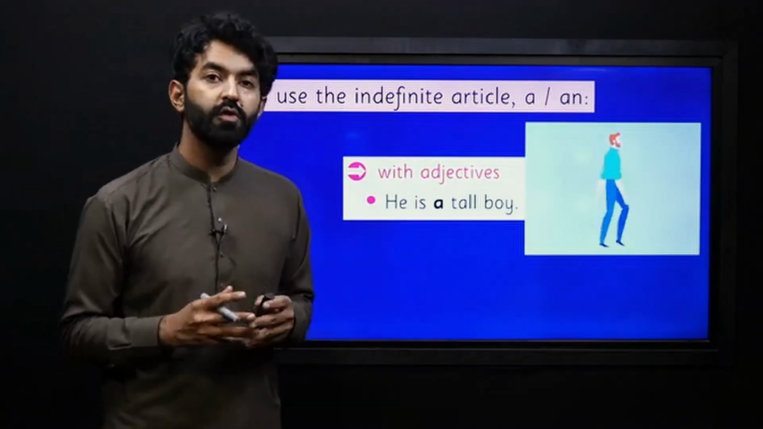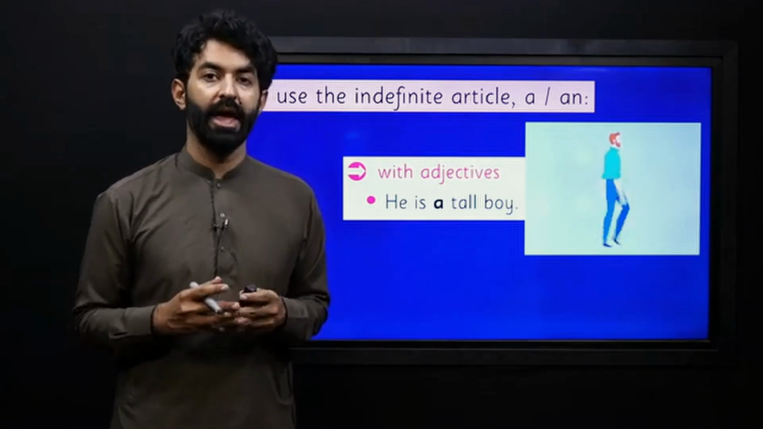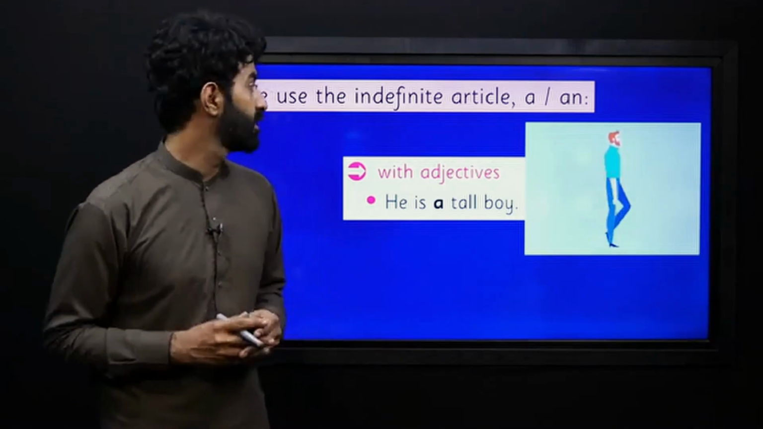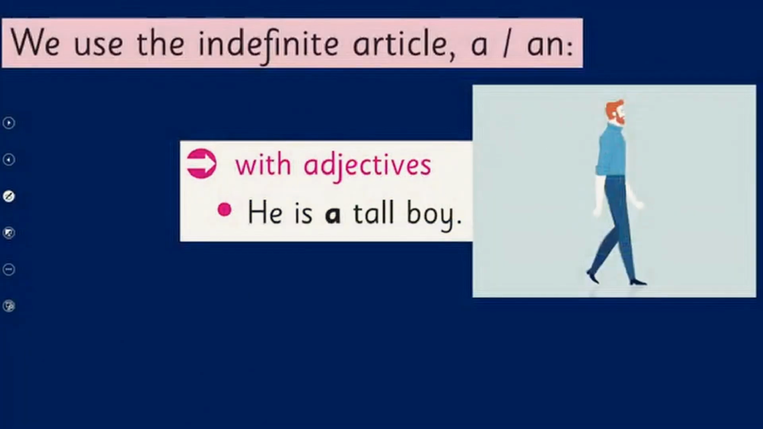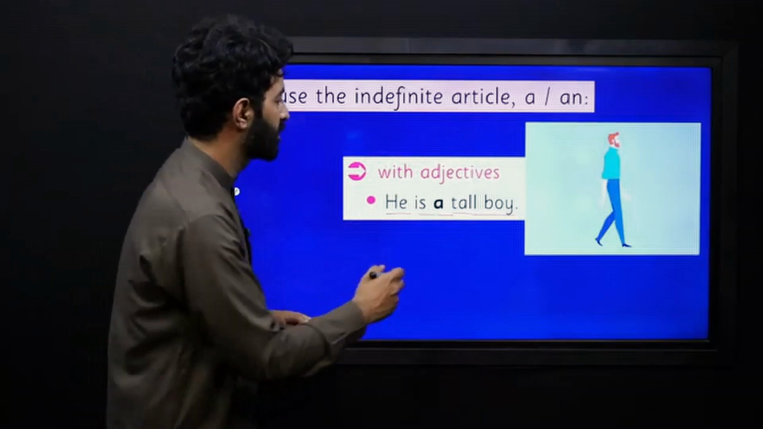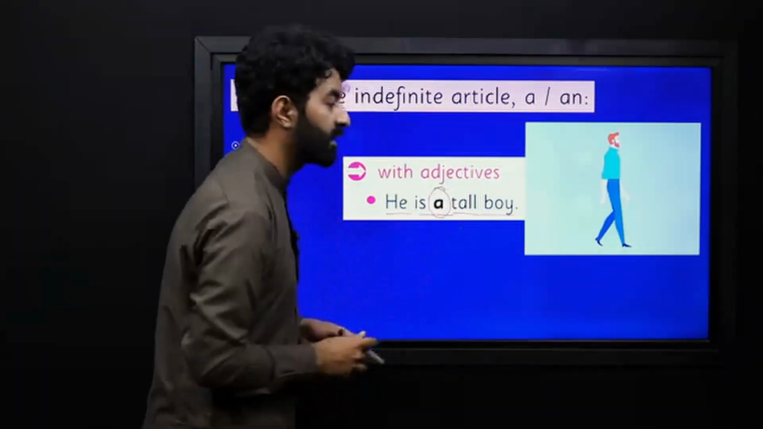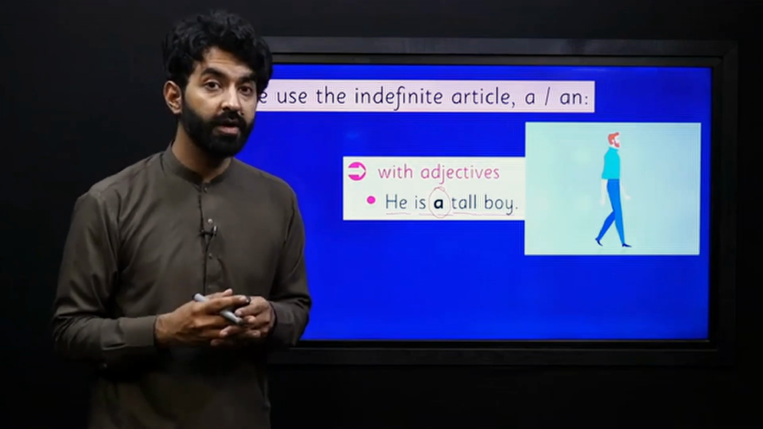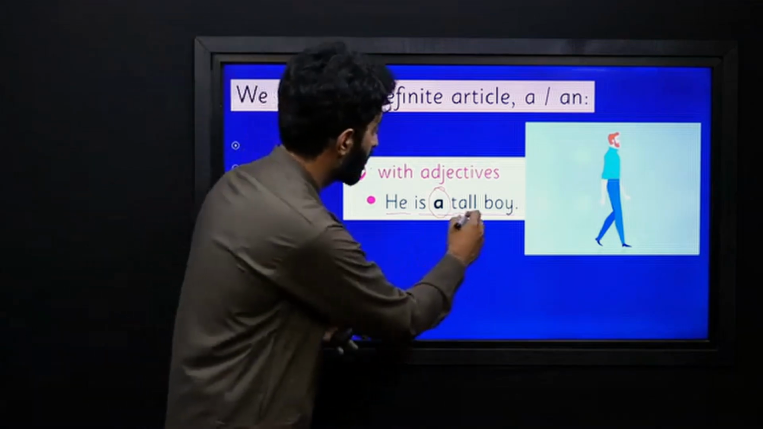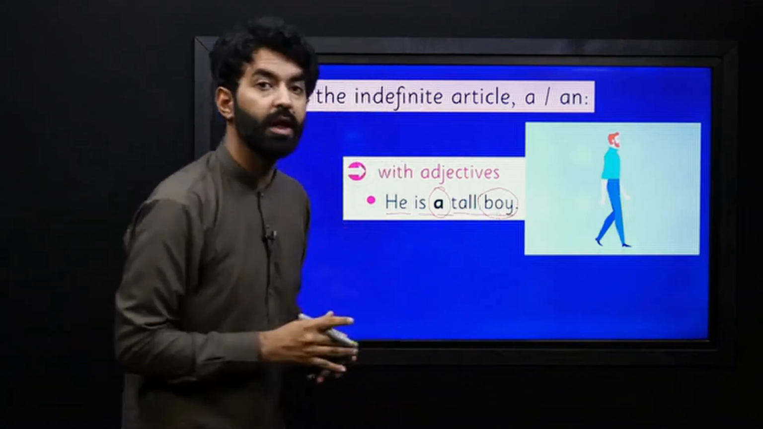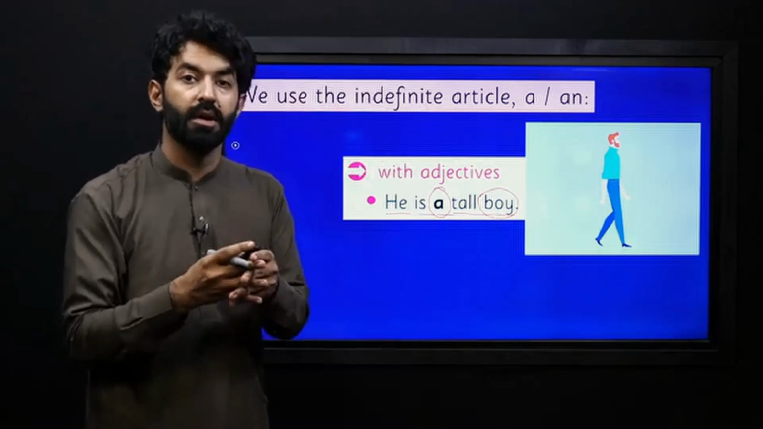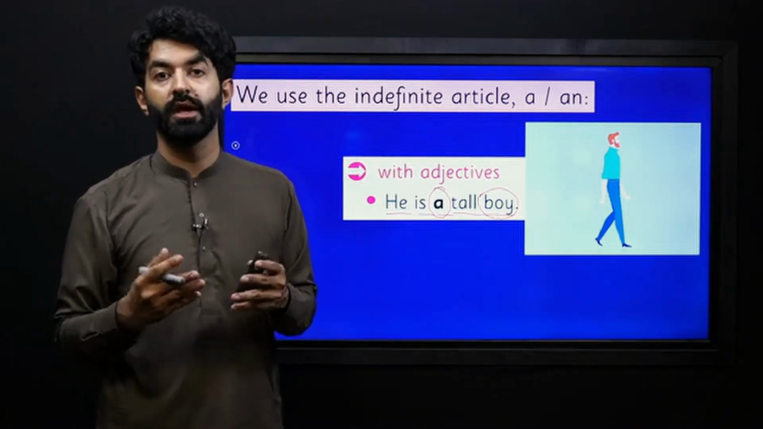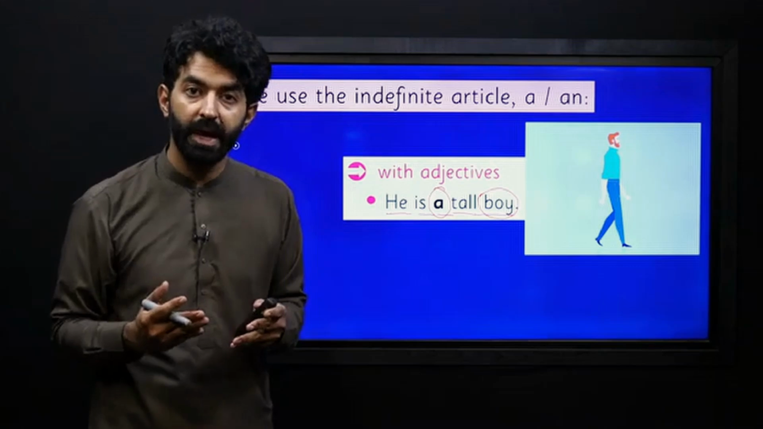So how do we use these articles a and an with adjectives? Let's see. He is a tall boy. Can you find out the article? Yes, a, and it is coming before the adjective tall. So whenever we are talking about the noun and before that the adjective comes, we use a singular a or an.